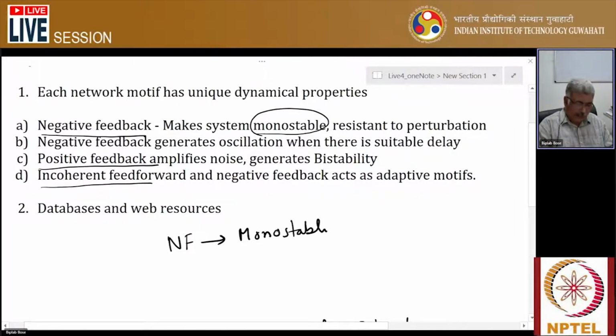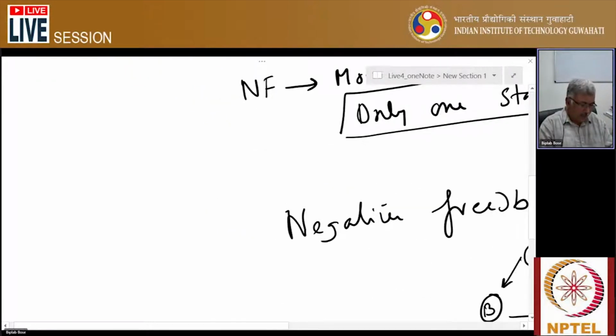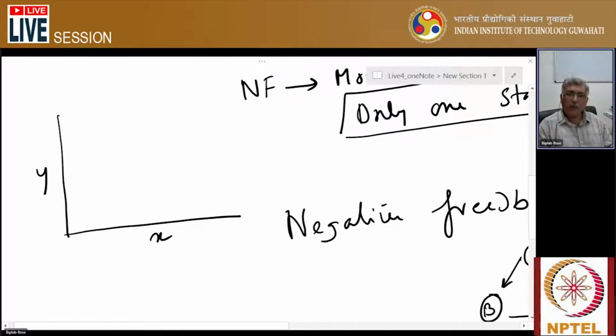That means the system will have only one stable steady state. What does that mean? That means wherever you start, you take a two-dimensional system. Let me explain here. Suppose I have a two-dimensional system, two variables x and y, both are changing with time. So then what will happen?